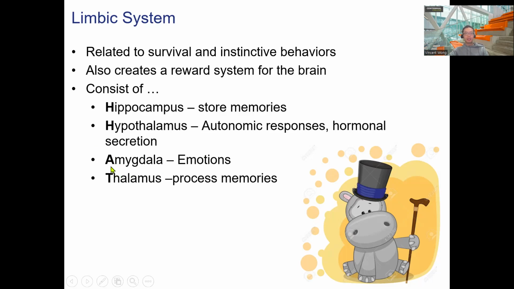Amygdala. That's how you pronounce it. You can change the Y to an I and then sound it out. The amygdala is responsible for emotion. Things that make you feel happy, you want to do again. Things that make you feel angry or scared, you want to avoid. You don't want to do it again in the future. So again, this risk and reward situation.